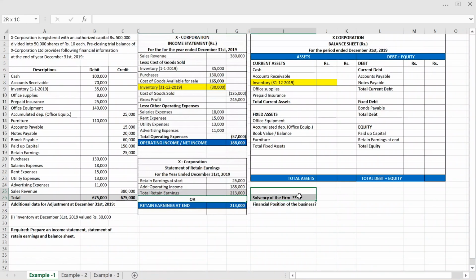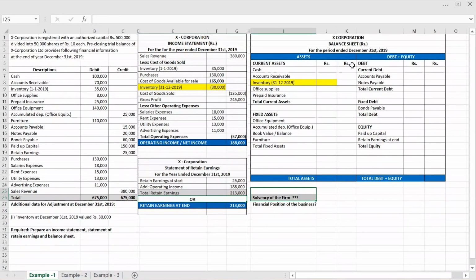In the other case, if the business is not able to pay its debt, then it would be considered insolvent. Let's understand the structure and construction of the balance sheet. As we know, in the balance sheet, on the left-hand side assets are shown, and on the right side liabilities and capital, or debt and equity, are shown.